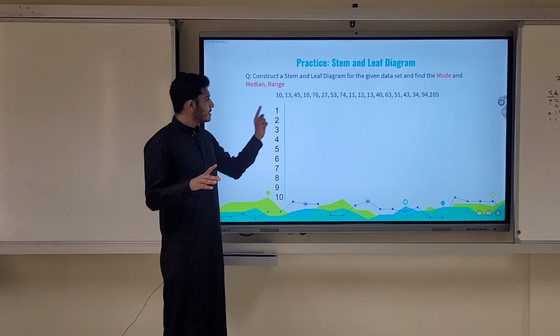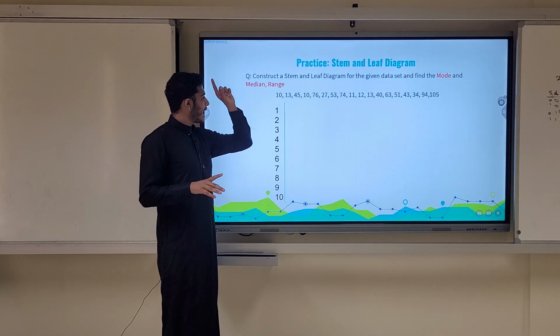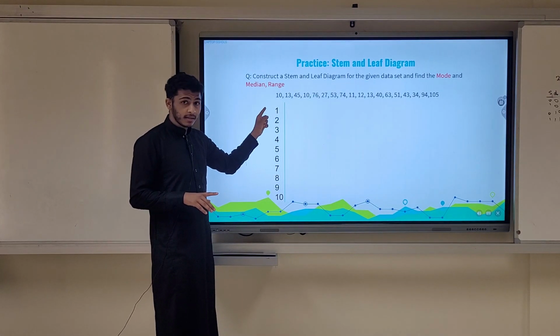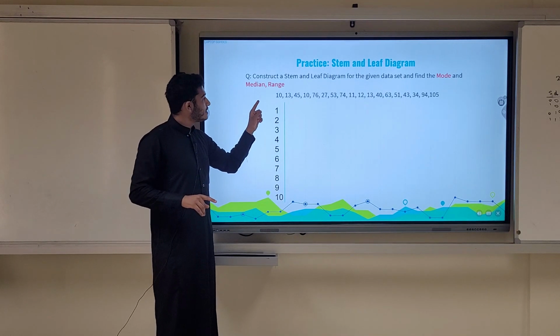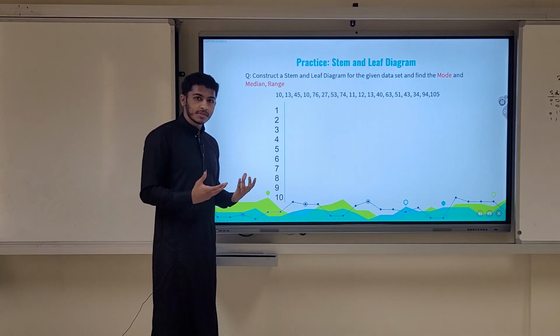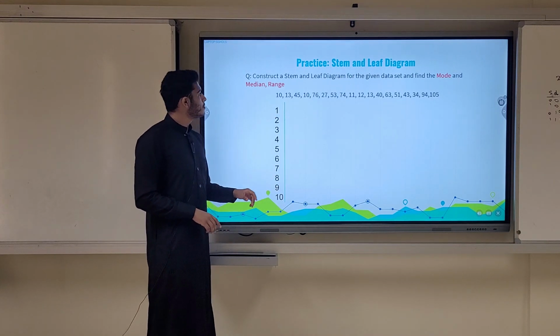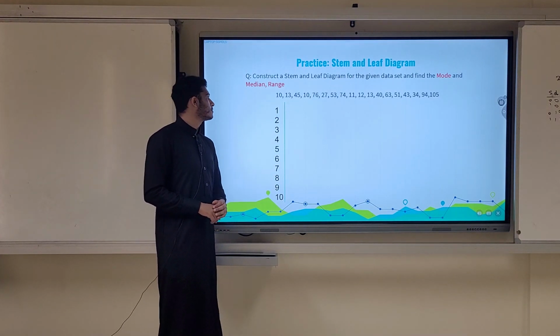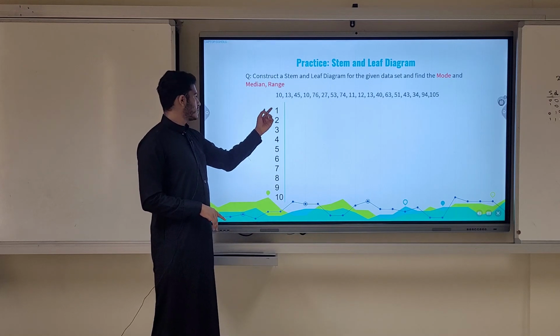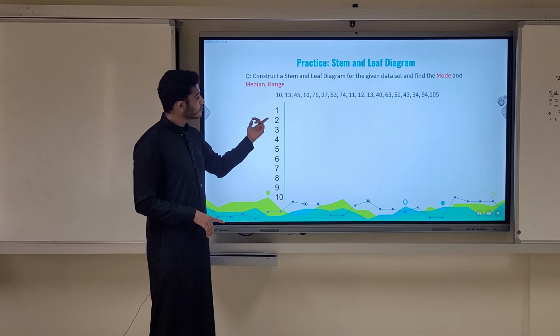Now we look at the values we have, we look at the stems that we have assigned, and we look at the values that match these stems, and we take the last digits. We steal the last digits and we put them here. So the most obvious example here is the 10. So the 10 matches the stem of number 1.